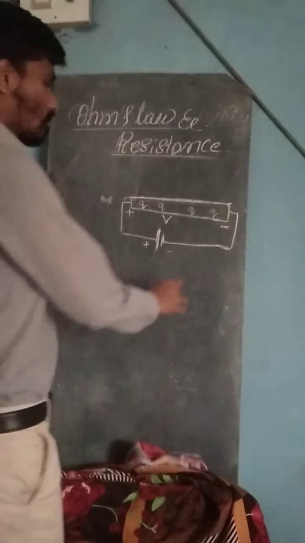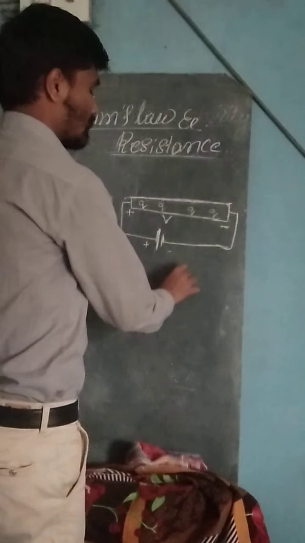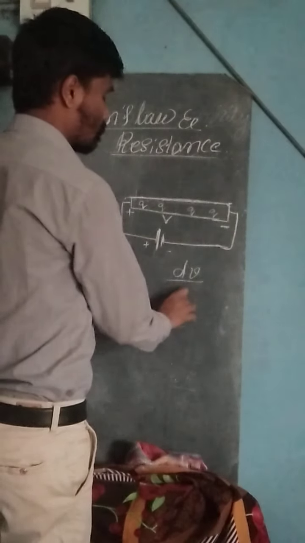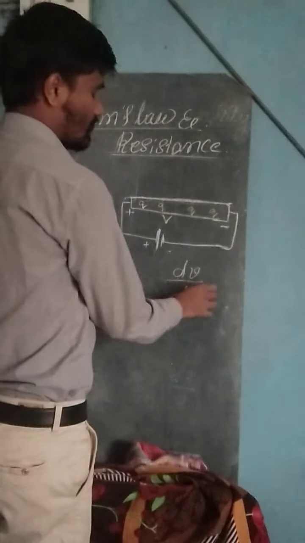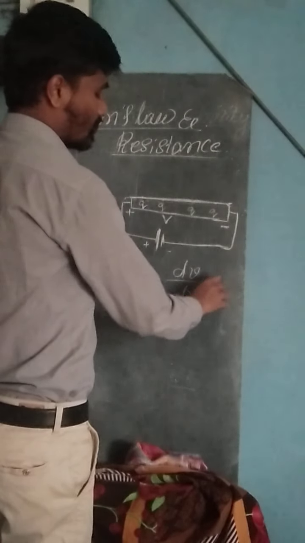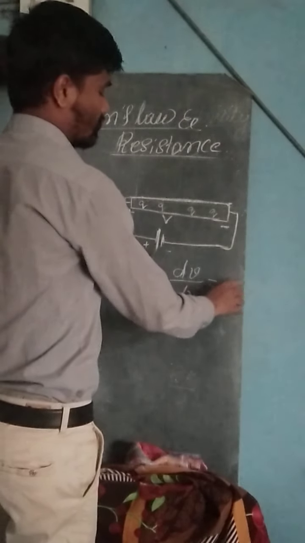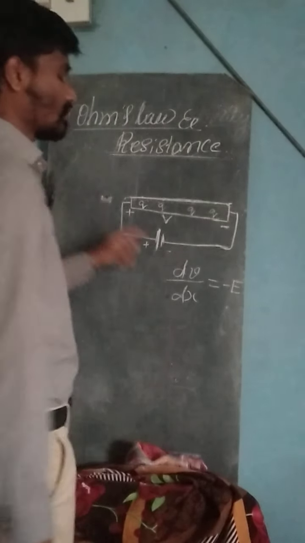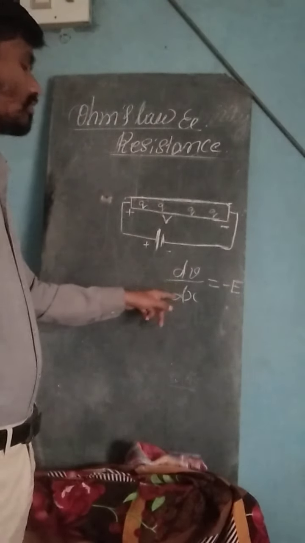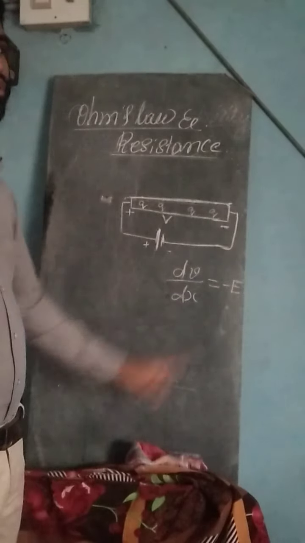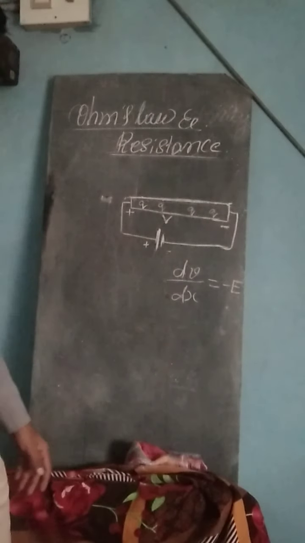So the potential difference created is dV by dx, or dr, or anything, and an electric field is created. E is the negative gradient of the potential, so E = -dV/dx. An electric field is created.